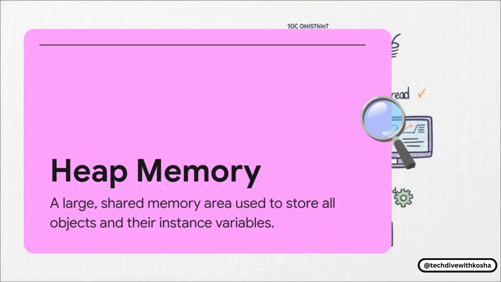And then we have the heap. If the stack is a tidy, private workspace, the heap is the giant communal warehouse where everything gets stored for the long haul. Every single object you create with the new keyword, every new student, every new array list, you name it, it lives here in the heap. It's shared by all the threads in your application, and this is why you hear so much about being careful with object creation. Every single time you type new, you're adding something to this big shared space that eventually has to be cleaned up.